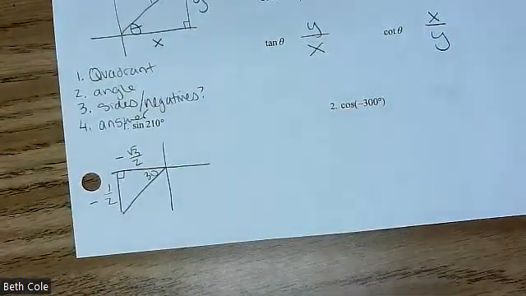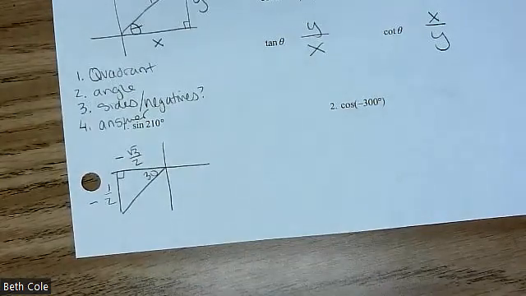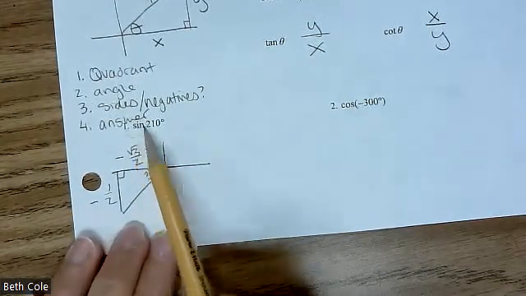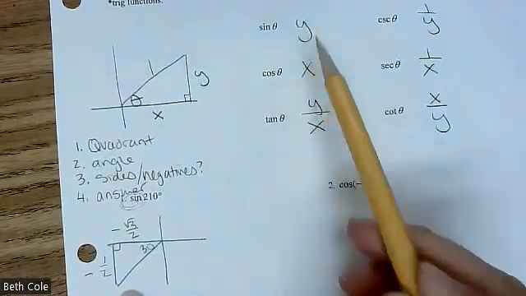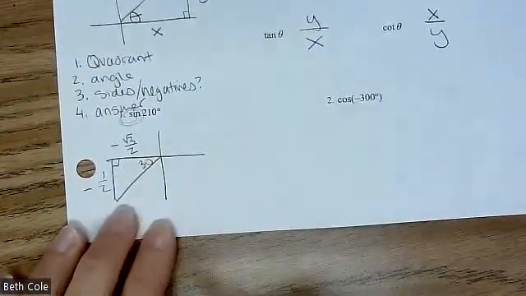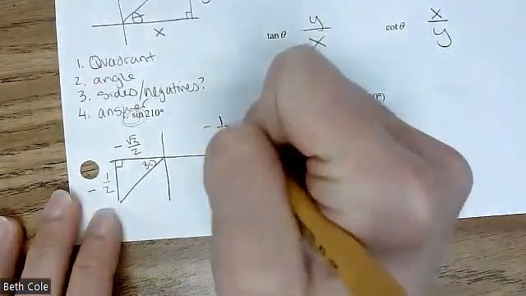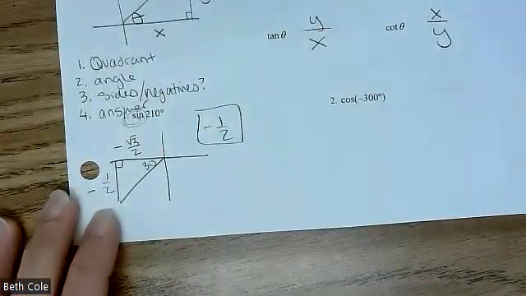All right, that is the work. That is the amount of work I need to see: a labeled triangle. Are we together? That's the quote unquote work. Now the answer depends on what it says here. This one says sine. Sine is the y value. Which one of these is the y value? Negative a half is your answer.